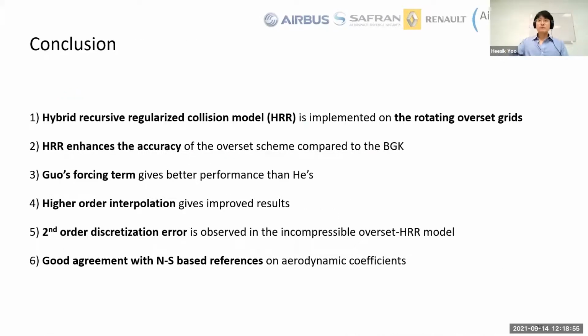So this is the conclusion. I applied the HRR model to the rotating overset grid, and it shows that the HRR model enhanced the accuracy of the scheme compared to the basic BGK scheme. And it shows that the second order interpolation gives better results than the first order. I checked that higher order interpolation gives improved results. Also I found the second order tendency, which might support the robustness of the scheme. And also, compared with the conventional finite volume-based Navier-Stokes solver, it shows good agreement in terms of the lift and drag coefficient.